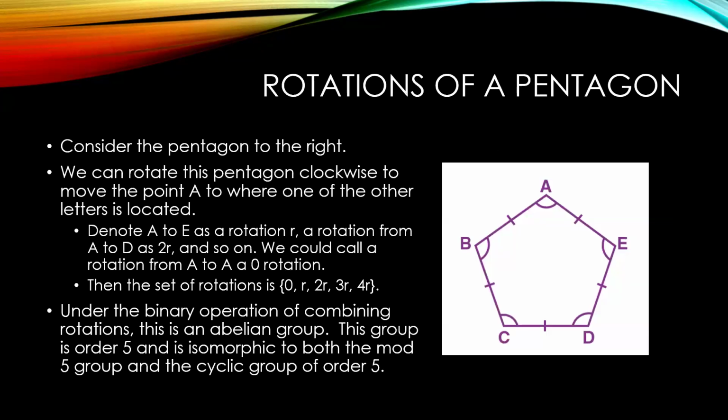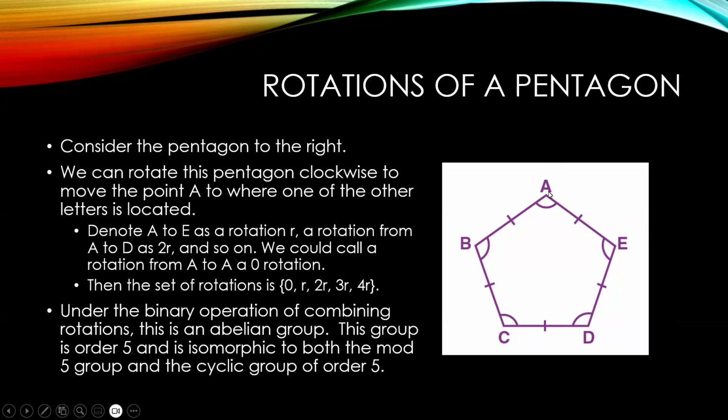Here's another one. Rotations of a pentagon. And so consider the pentagon to the right. We can rotate this pentagon clockwise to move the point A to where one of the other values is. And so we could say a rotation of R would be a rotation so that the A value goes to where E is located. If we wanted to rotate it twice, that would be 2R. And so that would be going from A to E and then to D. And so that would be 2R. Going from A to C would be 3R. From A to B would be 4R.